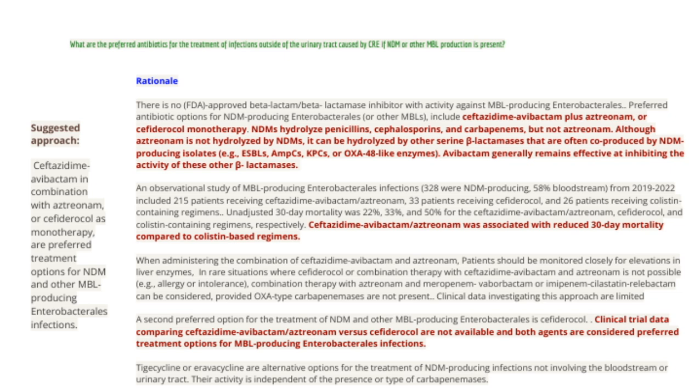Lastly, for infections outside the bloodstream or urinary tract caused by CRE with NDM or other MBLs, antibiotics like tigecycline or eravacycline can be used. They work independently of the carbapenemase type, offering additional options in certain scenarios. So, to sum up, the main approach is to use ceftazidime-avibactam combined with aztreonam or cefiderocol alone as preferred treatments. These choices are crucial in managing these difficult-to-treat infections effectively.